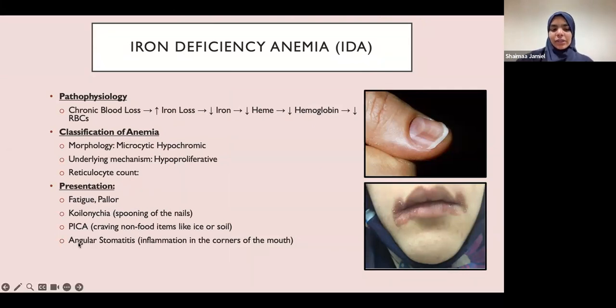And then another thing is called angular stomatitis. From the name, angular, it's at the angles, and stoma means opening. So it's the angular inflammation at the corners of the mouth. And this is not specific for iron deficiency. It could also be in B12 deficiency and some other conditions, but it is seen in iron deficiency. Angular stomatitis. Okay.